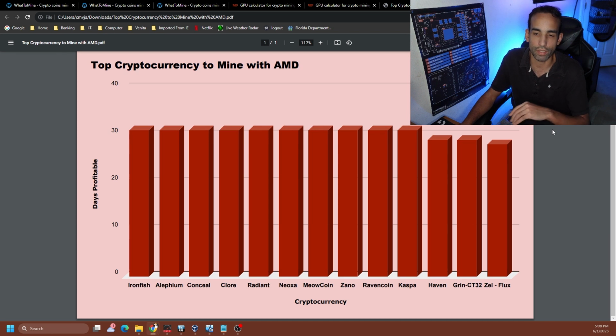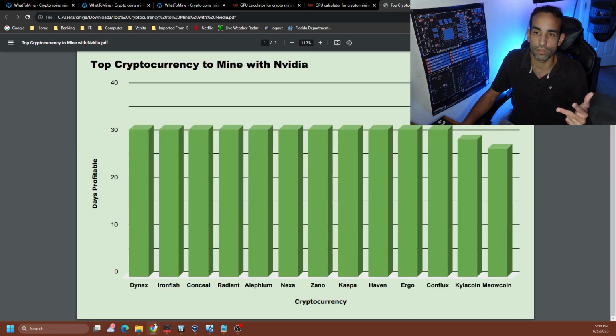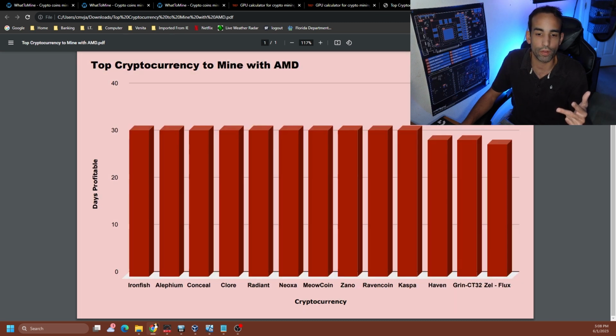Now, on the AMD side of coins, we got Ironfish, Alphium, Conceal again in that third spot. So not only third for NVIDIA, but third for AMD, which is very interesting that that project is climbing back up the charts.